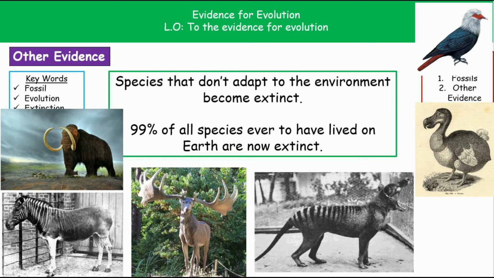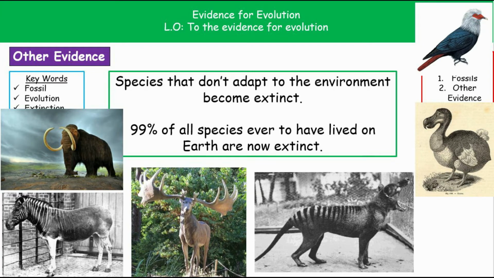So we've obviously seen that certain organisms will evolve over time. But there are some species that just won't adapt to their environment. And for those species, it's not great news, because if they don't adapt to the environmental changes, then they're going to die and they've become extinct. And quite a shocking statistic, I think, is that 99% of all species to have ever lived on planet Earth are now extinct. So there's only 1% of all species that have ever lived on Earth still present today.